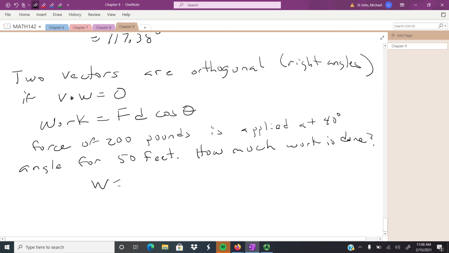So work is going to be 200 times 50 times the cosine of 40. And we plug this in, we get 7,660 foot-pounds of work.